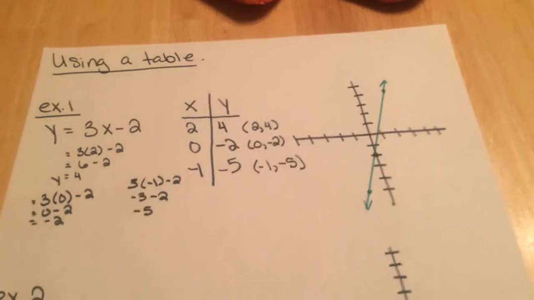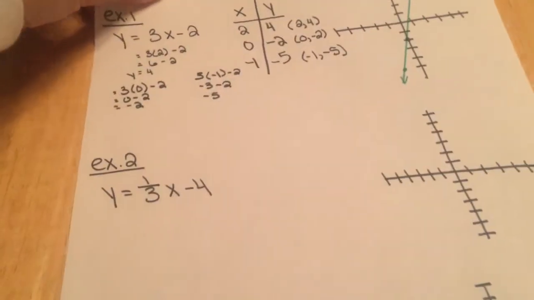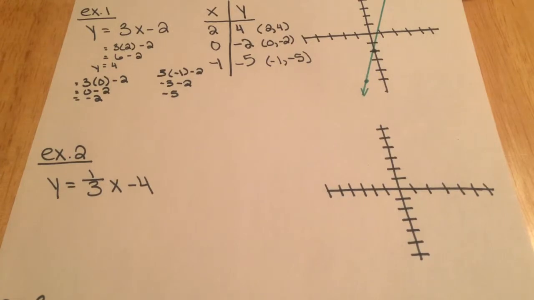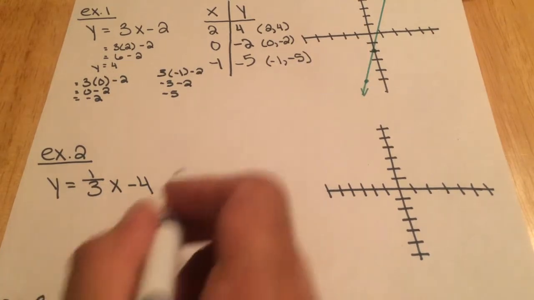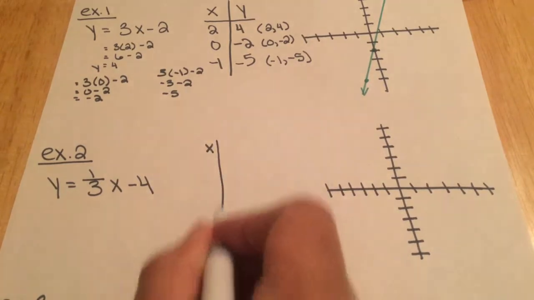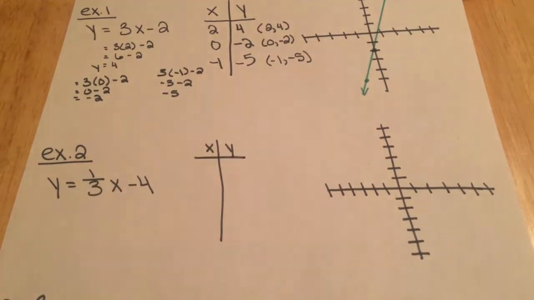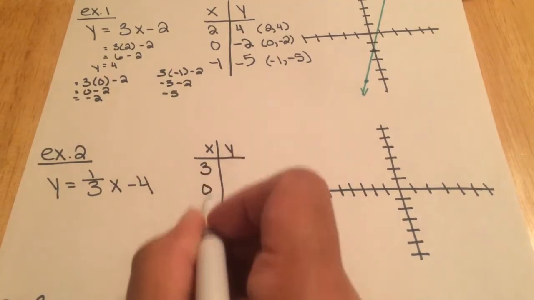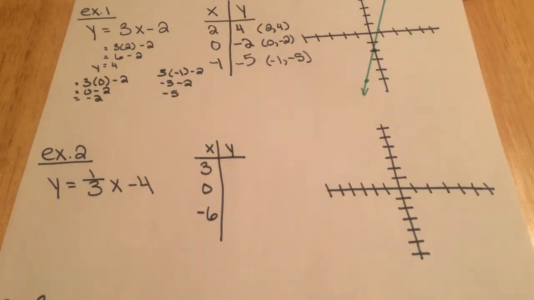Okay, so let's look at our next example of graphing using a table. If we look here, we have a fraction. This is where it gets a little bit tricky whenever we have fractions. We notice that our denominator is 3. Anytime we're working with fractions, I always like to choose multiples of whatever that denominator is. So for instance, we could have 3, 0, and negative 6, only because I do want to continue having that negative in there. And again, because our denominator is 3, we could have used 3, 6, 9, 12, 15, 18. Any of those multiples would have worked.